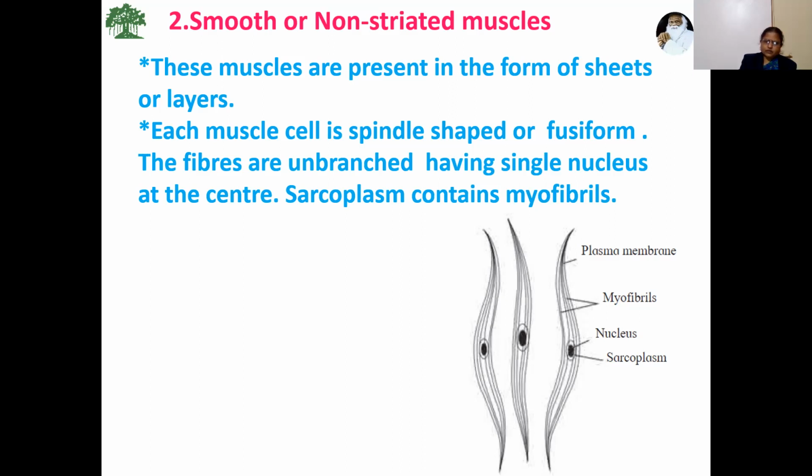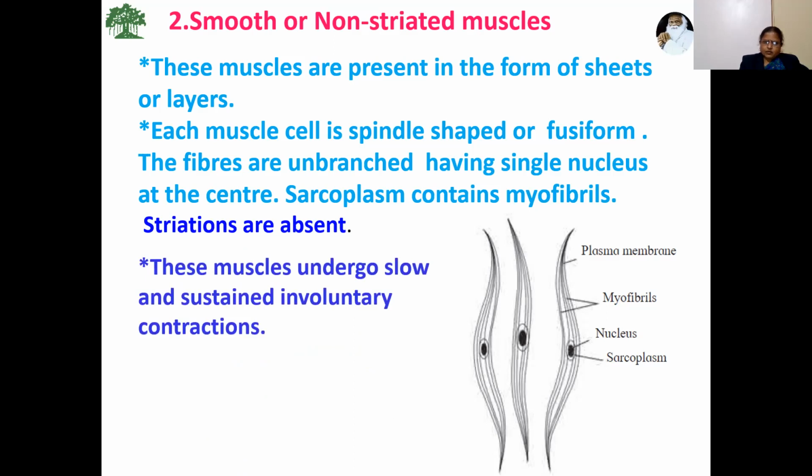They contain a single nucleus. At the center, sarcoplasm contains myofibrils. Remember, sarcoplasm is around the nucleus. These are spindle-shaped structures. Striations are completely lacking or absent, and hence the name non-striated.